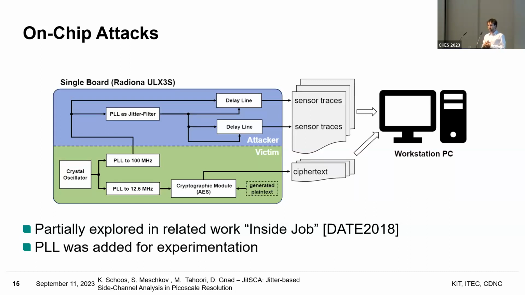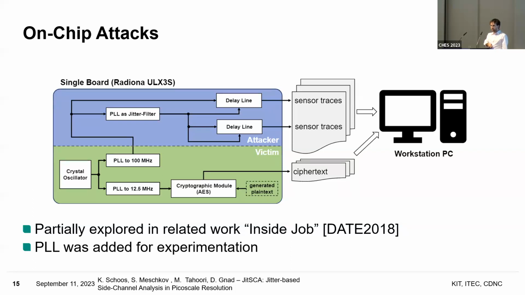The first one is this. You see, this is a single board. It's a Radiona ULX3S. That's an FPGA development board, a rather small board. And on the top, I hope this is the pointer. Yeah. So at the top, this PLL as jitter filter you've seen before. And then we have the two delay lines. One would be filtered and the other one wouldn't be filtered. Then we can collect two sets of traces and record them on our PC.